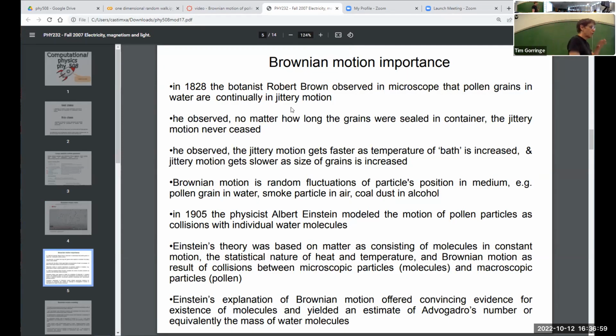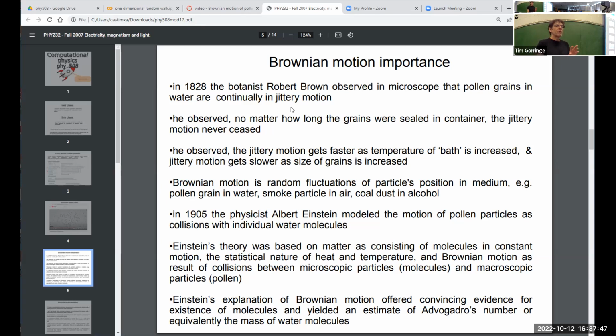Okay, so I've got one slide on the history and importance of Brownian motion. Then I've got a couple of slides coming up on how we understand Brownian motion as random walks. The motion of the pollen grains in water was first recorded, at least, by a Scottish botanist called Robert Brown, hence Brownian motion. So he's credited with observing this zigzagging, random, jittery motion of the pollen.